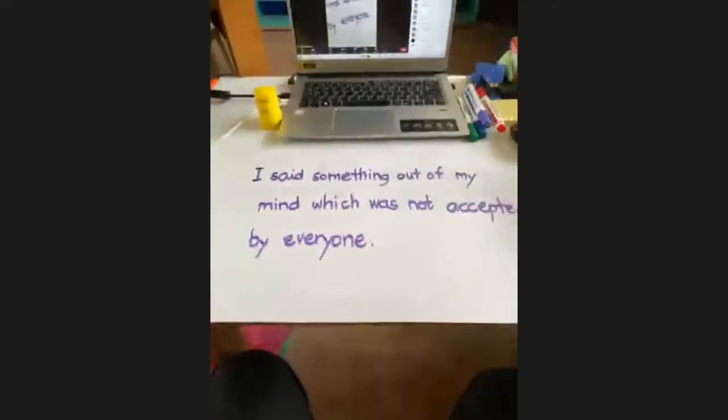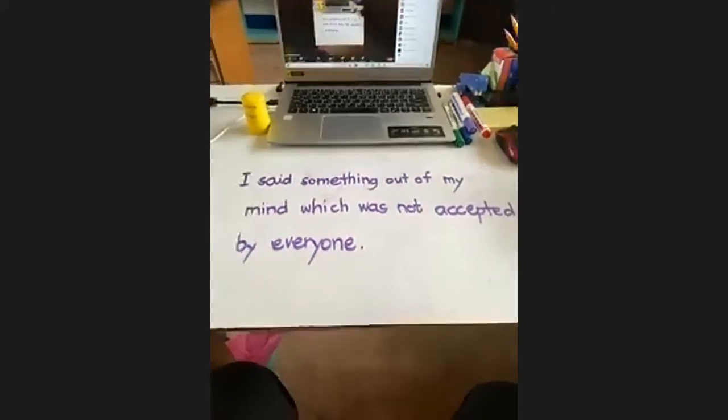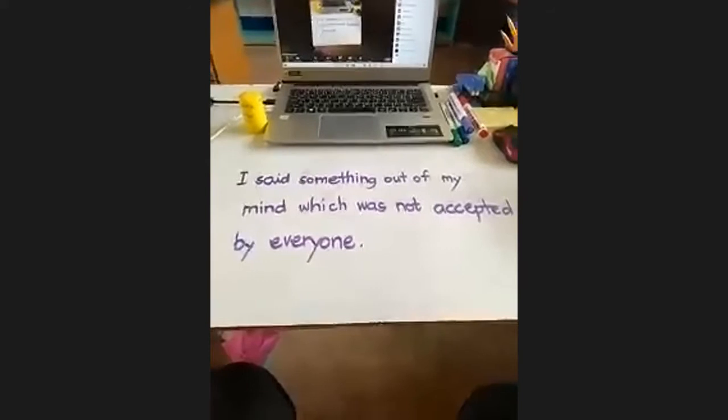With this experiment, we concluded that a particle spreads away from the ray, the alpha, beta, and gamma ray, and we call this the charged particle, also called the electron, the alpha particle. And then in the charge of the said electron, or in the charge of that said particle, here, I said something out of my mind which was not accepted by everyone.